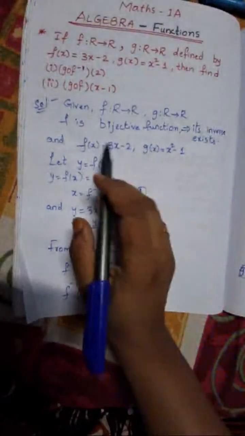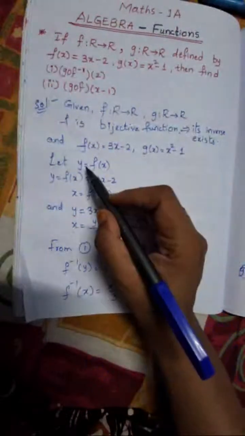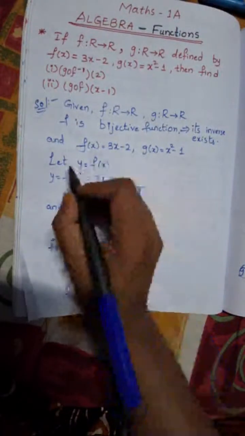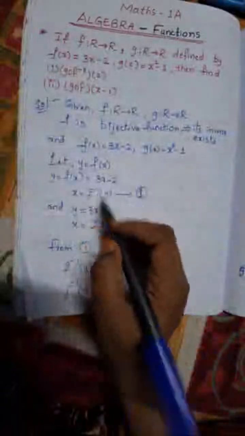First, see children, what we have done here: let us take f of y equal to f of x, I have taken, and f of y equal to x means x equal to f inverse of y. So x equal to what?